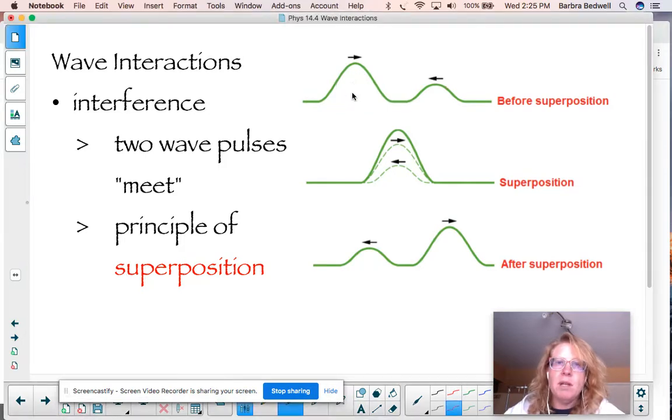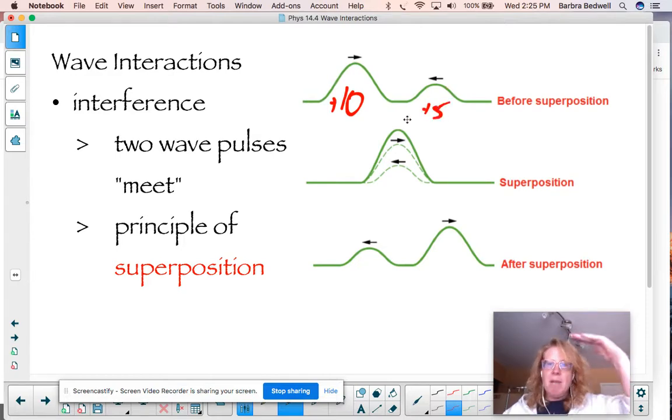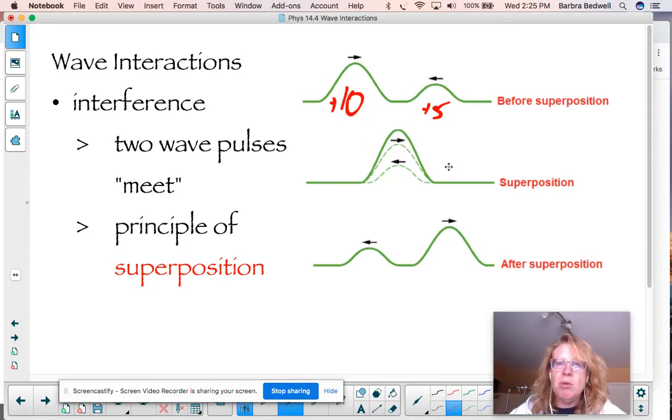So if this one was, for example, a plus 10, and this one was a plus 5, by plus I mean above the equilibrium line as opposed to below, then the total amplitude when the two meet for just a second is going to be plus 15. Again, this is part of how the principle of superposition works. So first of all, superposition is an additive process.